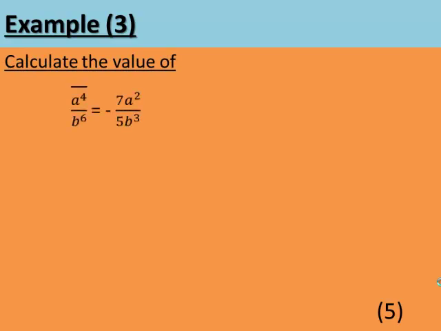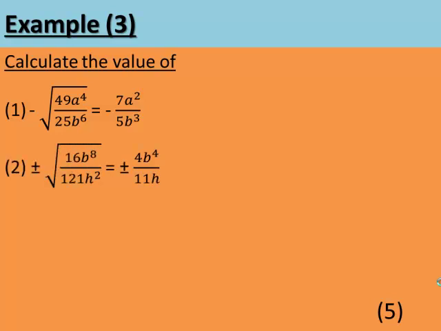Example number 3. Calculate the value of the following. Number 1, square root of 49 a power 4 over 25 p power 6. By using the definition of the square root, which equals 7 a power 2 over 5 p power 3.